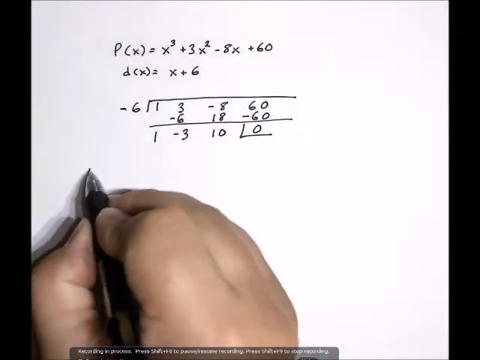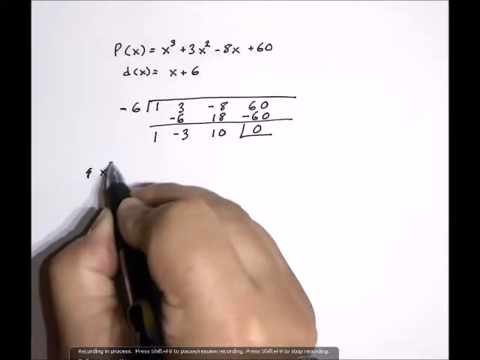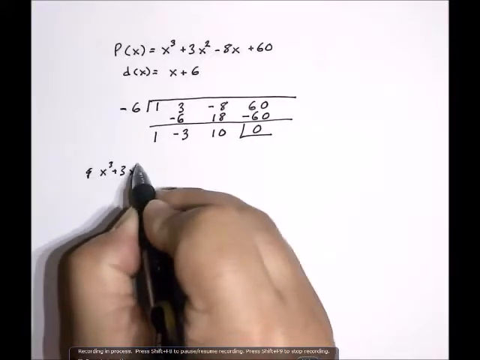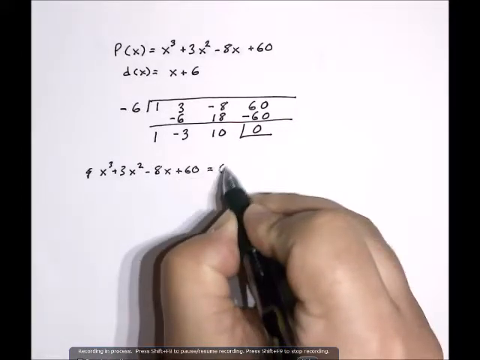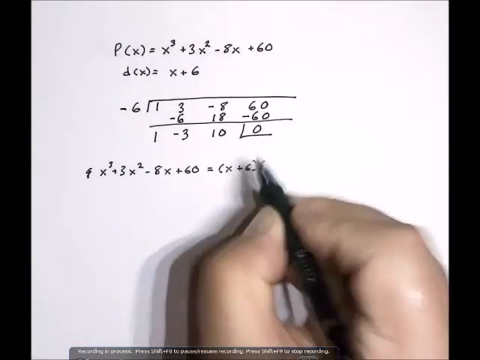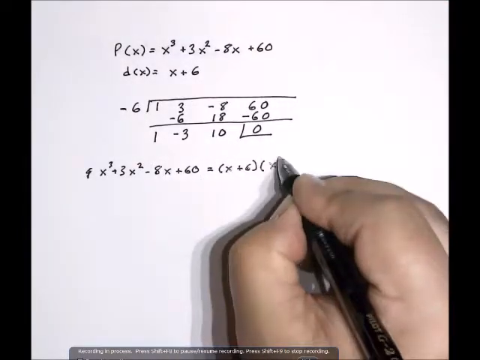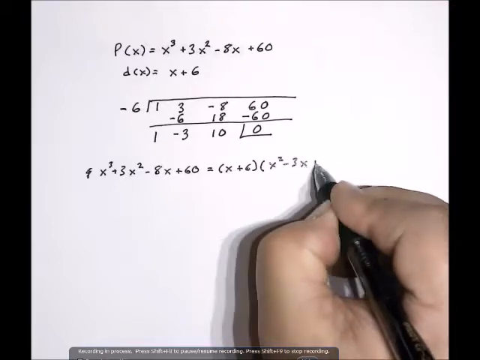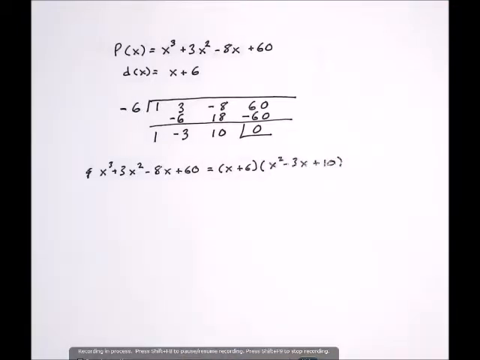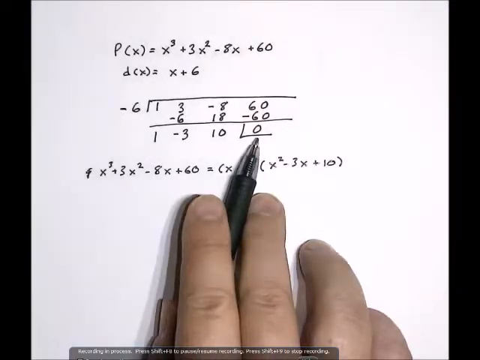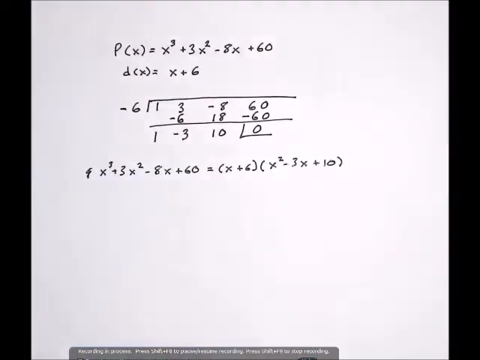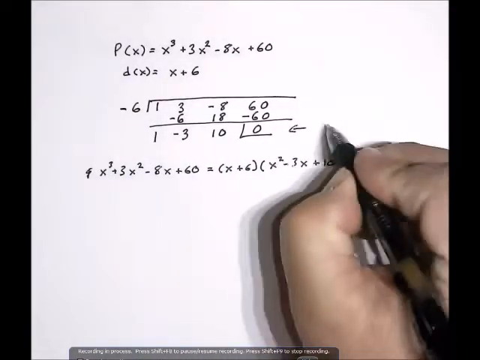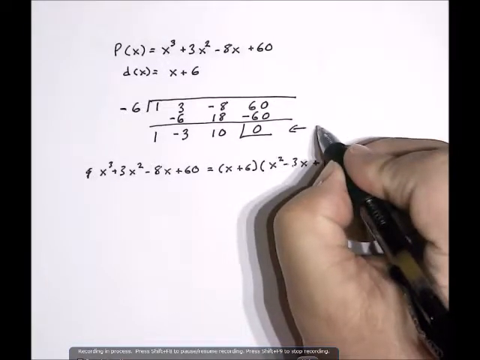So my p of x, x cubed plus 3x squared minus 8x plus 60, equals my divisor times my quotient, and there is no remainder on this particular one. And if you do not get a remainder, what that means is this divides this perfectly. So if we get a 0 here, then x plus 6 is a factor.